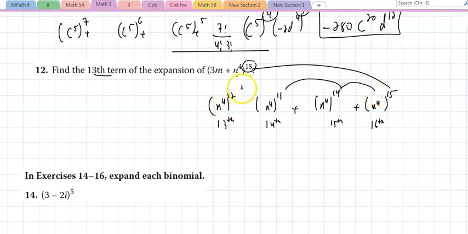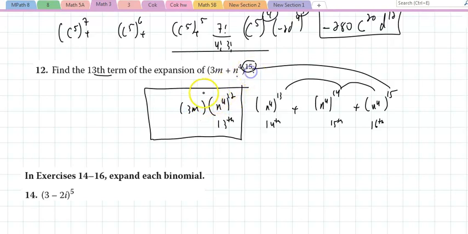So if this is the term in question, I got it. Because the 3m, those must add up to 15, that must be 3. And in front of it is 15 factorial divided by 3 factorial, 12 factorial. That's the answer. And I could figure that out by plugging that in a calculator.